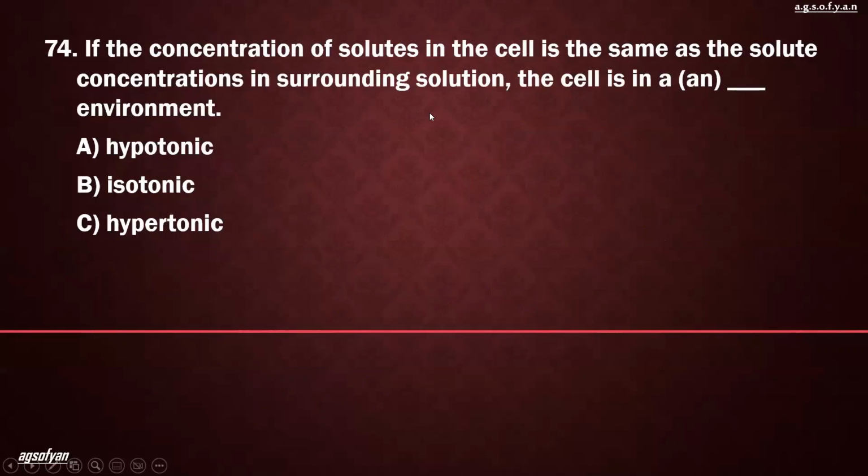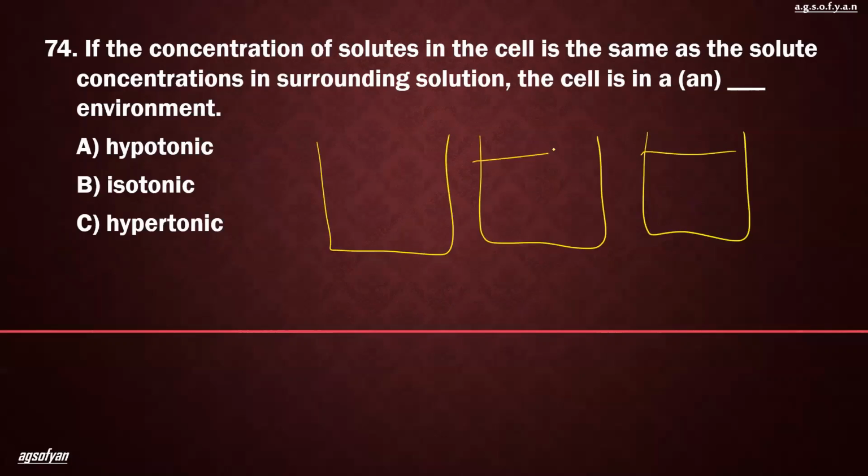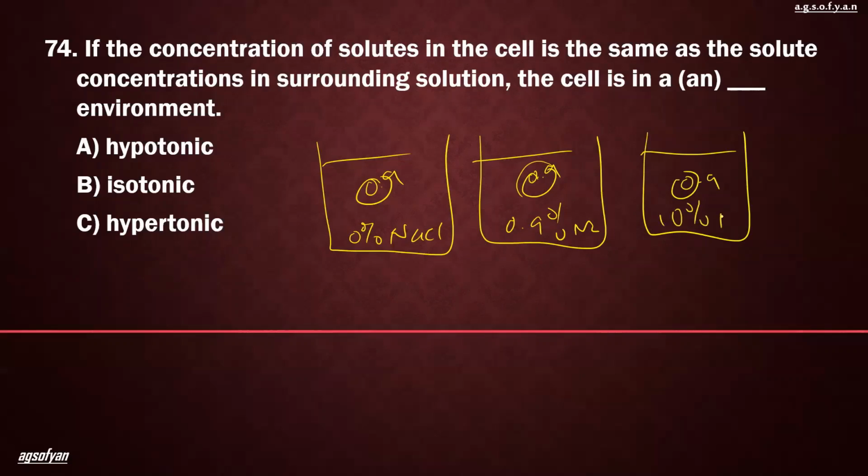If the concentration of solutes in the cell is the same as the solute concentration in the surrounding solution, the cell is in what type of environment? We have this in class: 3 containers with the cell. This one has 0% sodium chloride. The cell has 0.9%. This second solution is 0.9% sodium chloride, which is the same as the cell concentration. And this one has, let's say, 10% salt, which is very high concentration.